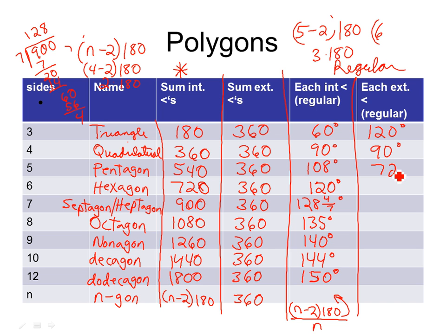360 divided by 5. 72. Anybody seeing another pattern here that would maybe make this easier than dividing on your calculator every single time? What do we say about each interior angle and each exterior angle? Yeah, 180. They should add up to 180. So should we be able to find this one real quick? 60. This one here is a little harder. 51 and 3/7.